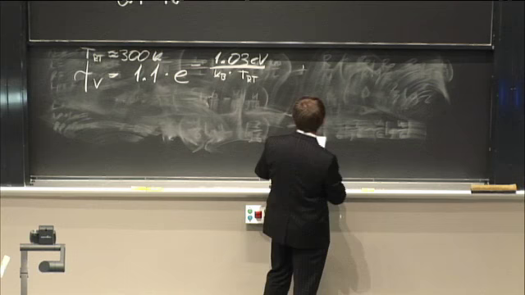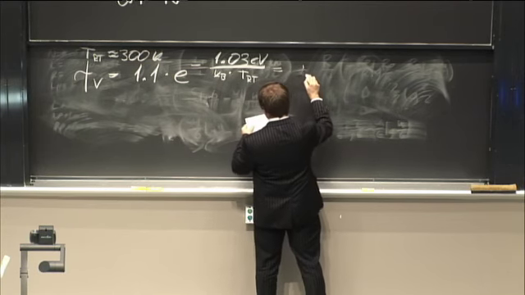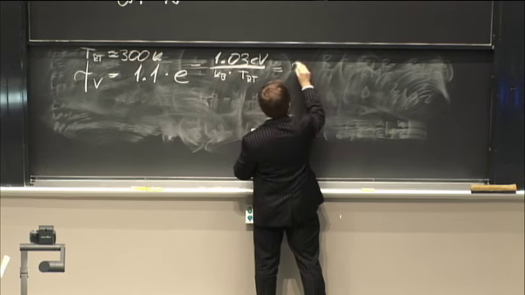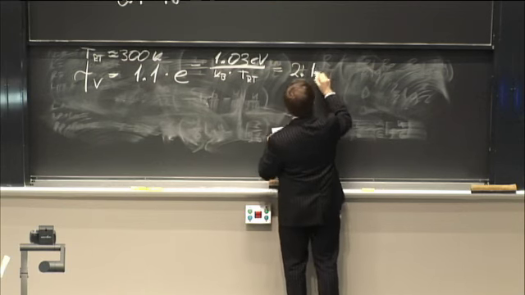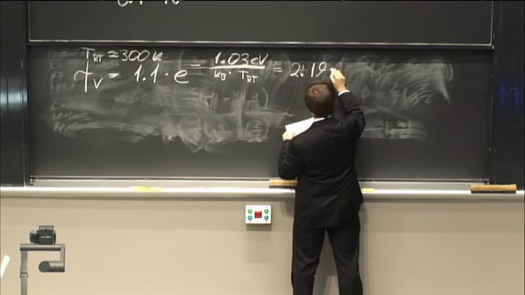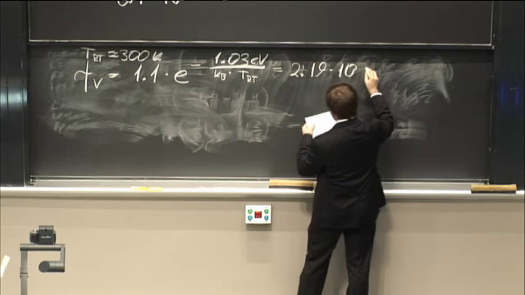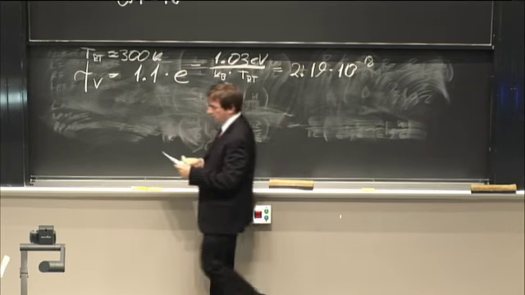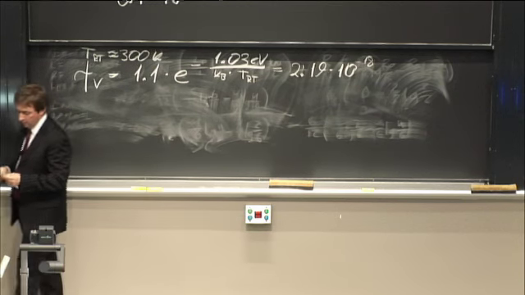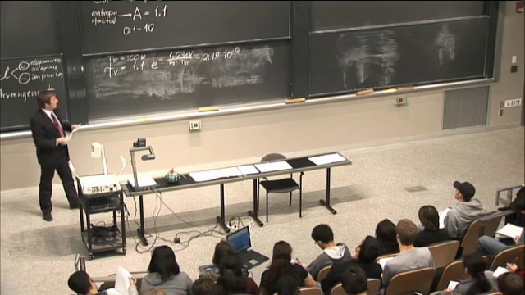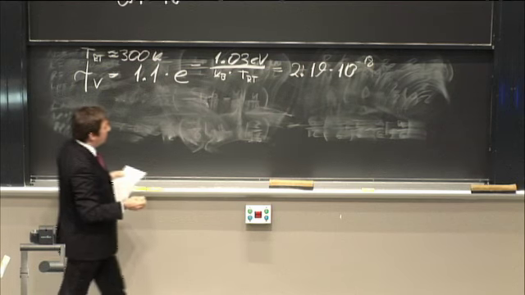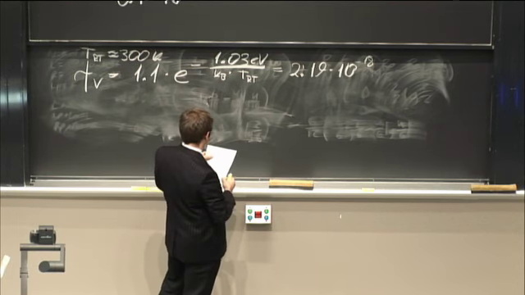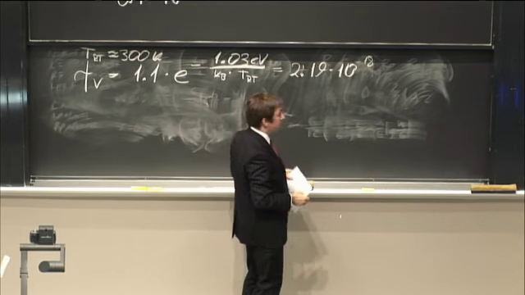And we find a certain number of vacancies. So the number of vacancies that we find is 2.19 times 10 to the minus 18th. So this is the fraction of vacant sites. Well, is that a lot? Is that a little? How can we determine whether this is a lot or a little?